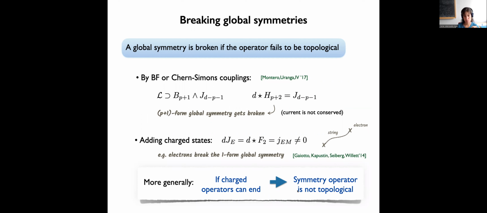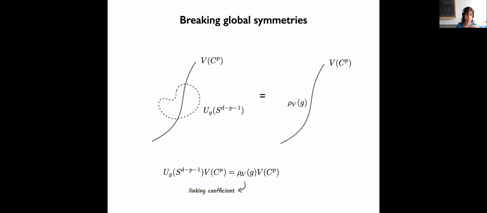Let me show this pictorially, in more detail, just to make sure everybody understands. If you have some global symmetry, remember we have some symmetry operator, which is this U, that lives on a (D-p-1)-dimensional manifold. And then we have some charged operator, which is this V, which creates some p-brane object. Now, if this operator is charged under the symmetry, it means that it links non-trivially with my symmetry operator, so that if I shrink the operator and cross it, I get some linking coefficient, which is, for example, a phase in the case of a continuous one.